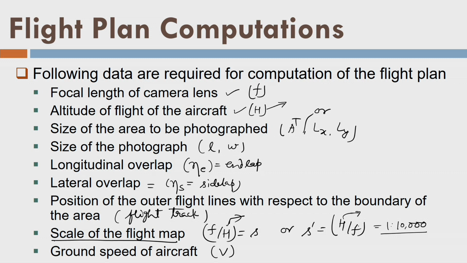Now, I already know this information. The moment I fix the camera, what is the length of one photograph and what is the width of one photograph. Thirdly, I know what is the size of the area of interest. Then I fix my end lap as minimum 60%, or I can write it as more than 60%. Similarly, the side lap will be in the range of 25 to 40%. So, the moment I fix it, I can find out the number of photographs n, which is nx and ny.